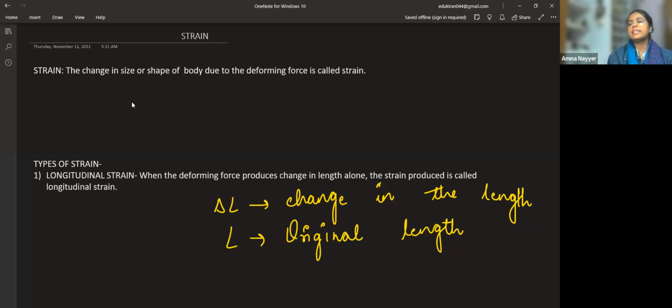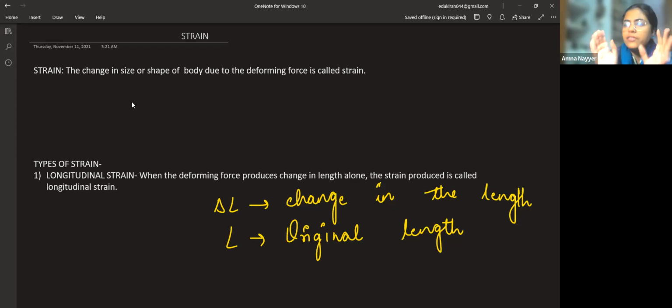So strain basically means whatever is the change that is being produced. Suppose that there is a change in length. So the dimension here will be length. It's basically the ratio of the change in the dimension that is occurring to the original dimension that is present. And dimension can be anything, like volume is increasing or decreasing. So dimension will be volume. If length is increasing or decreasing, length will be the dimension over here. So whatever dimensions are given to you, that change that is occurring.